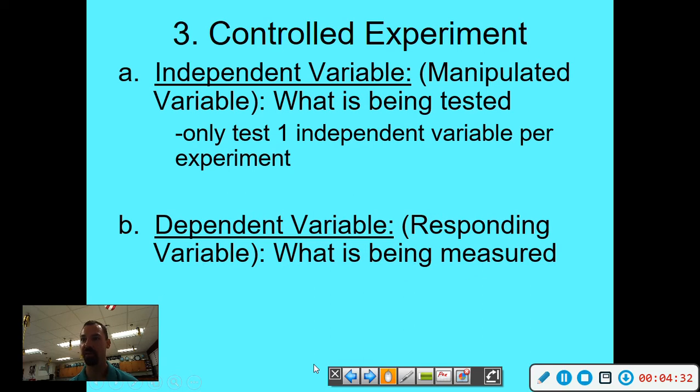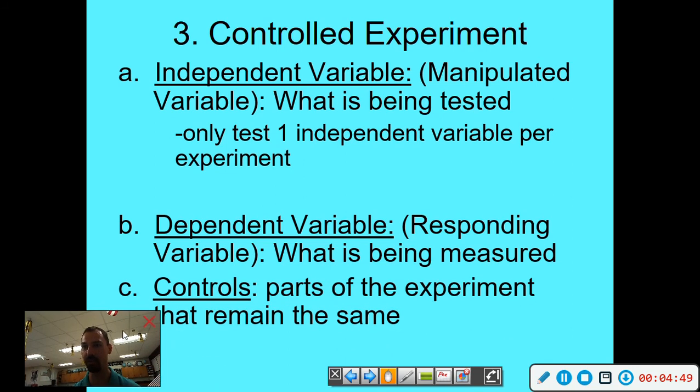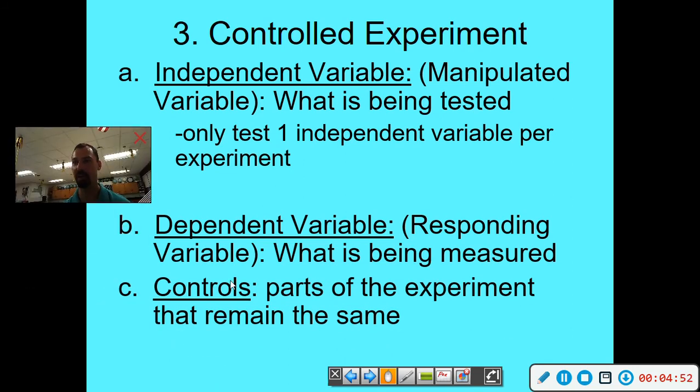Dependent variable is a responding variable. That's what's being measured in the experiment. And again, where they go on your graph is actually going to be a thing when we talk about graphing in the future. So make sure you take note of that. And controls are the parts of the experiment that remain the same.